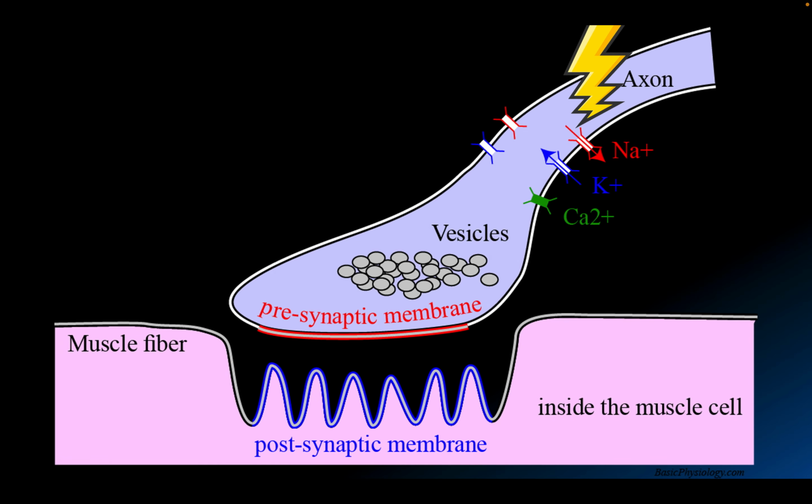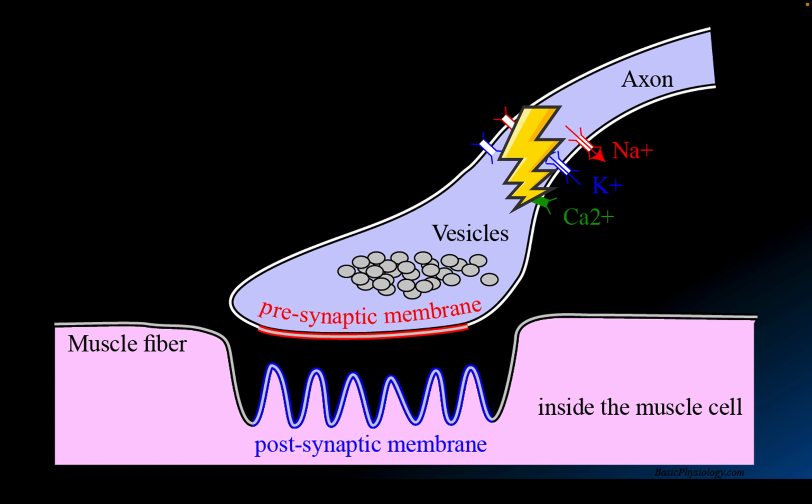Let's have a slightly closer look. There's a gap there. That gap is called the synapse. So we can see we've got the presynaptic membrane at the end of the neuron, and then on the muscle fiber we've got the postsynaptic membrane.